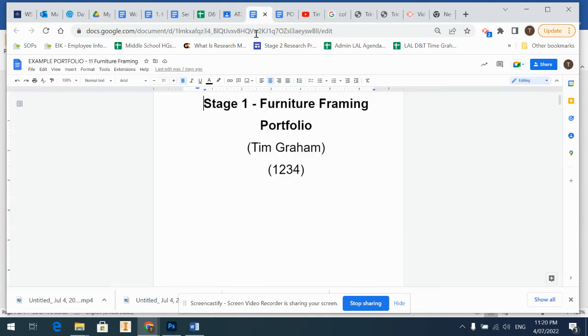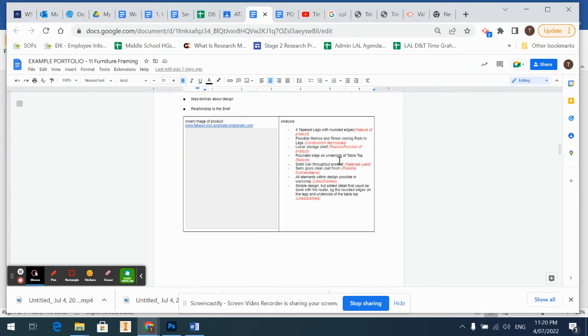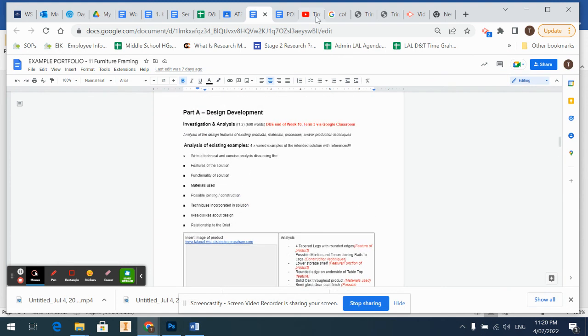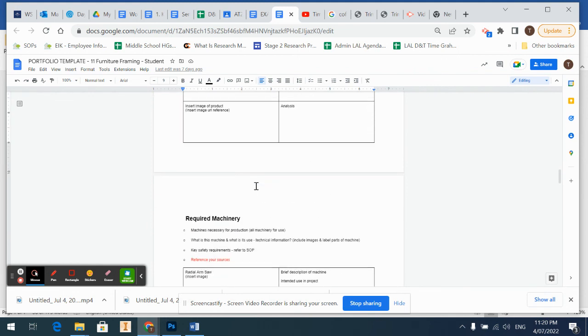So if we look at my example here, I've got this one, which when it loads, it says I've got 4 tapered rounded legs. So that's a feature. Possible mortise and tenon. I've gone through all of these things and made a comment about it. So you need to do 4 of those and then move on to the machinery, which I'll do in the next video.